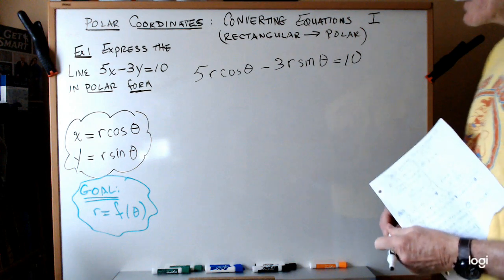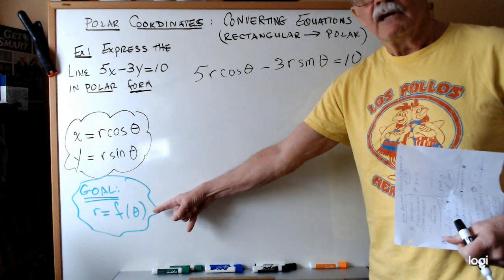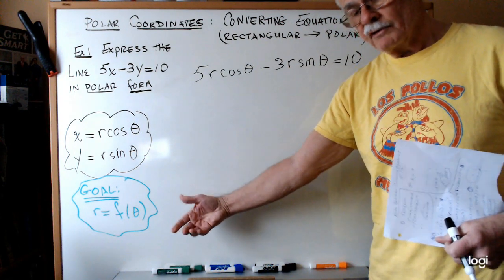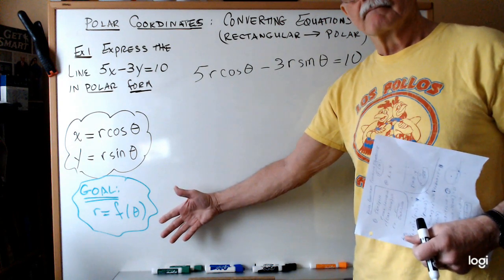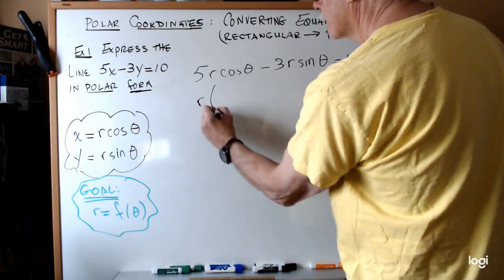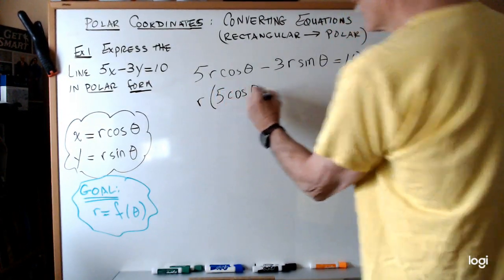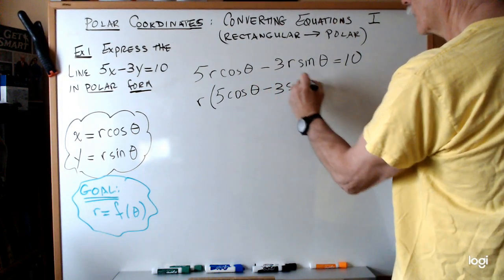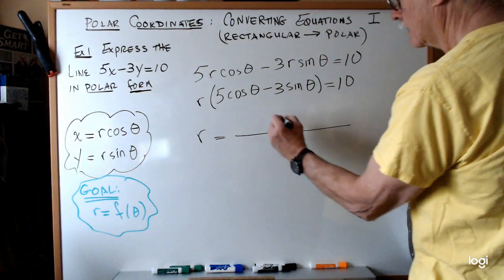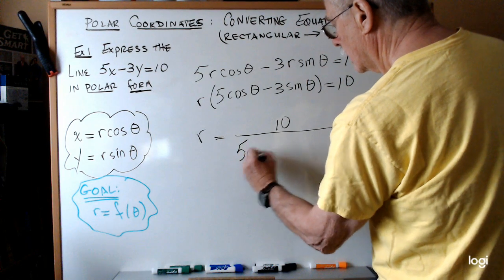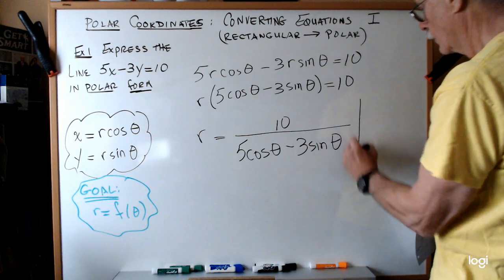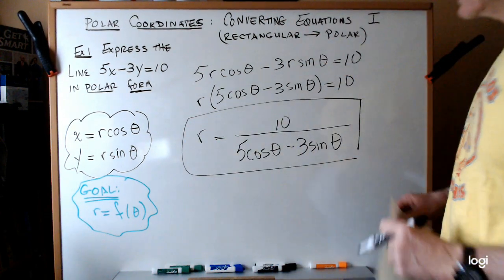I guess you could stop there, but generally what we'd like to do is put it in the form of r equals f of theta. When we do rectangular coordinates, we generally want it in the form of y equals f of x. So an easy way to do it here is just factor out the r. And then divide. And there we go.